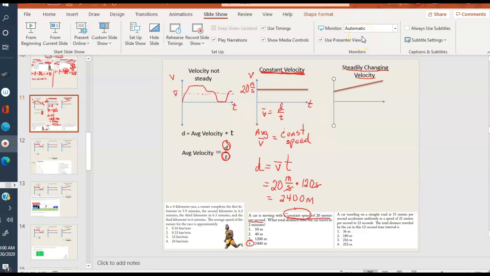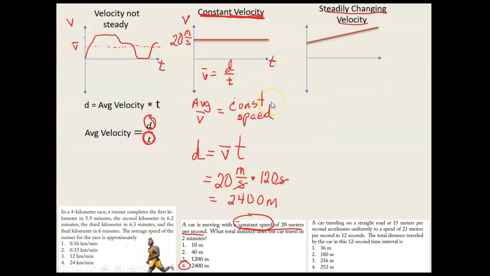Okay, good morning, class. So I just want to continue our discussion of velocity. Last time we spoke about having three kind of scenarios for velocity. One where the velocity is not particularly steady, one where it's rock solid steady, and one where it is steadily increasing or decreasing. Okay, so those are our basic scenarios. I just wanted to continue talking about that for a minute.